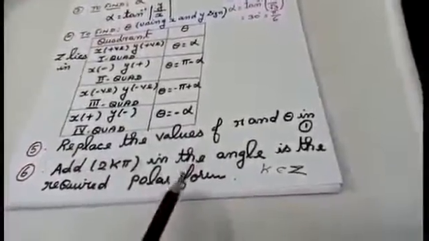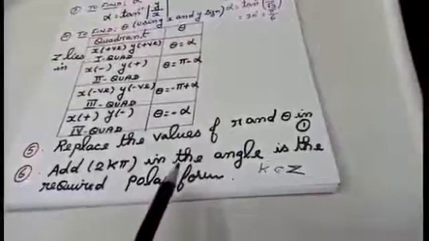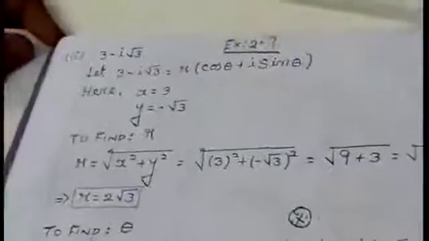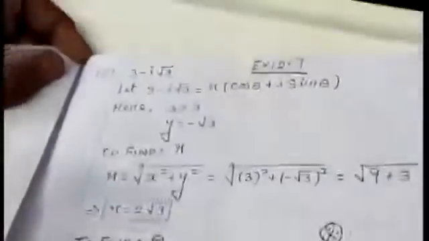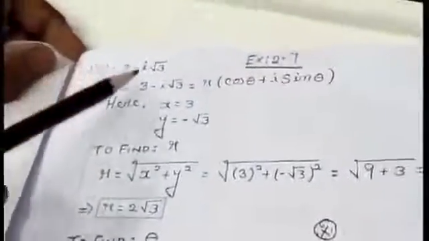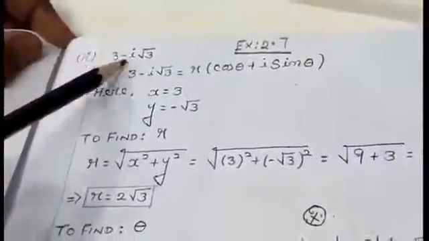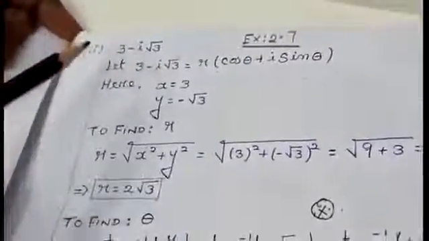And now we are going to see how to do sums in polar form in exercise 2.7, students. Exercise 2.7, second sum. I am going to write this complex number, 3 minus i root 3, in polar form.